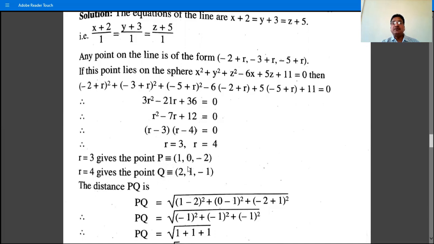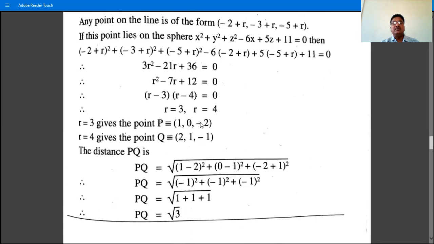So minus 2 plus 4 is plus 2, minus 3 plus 4 is 1, and minus 5 plus 4 is minus 1. So these are the 2 points of intersection of line and sphere.